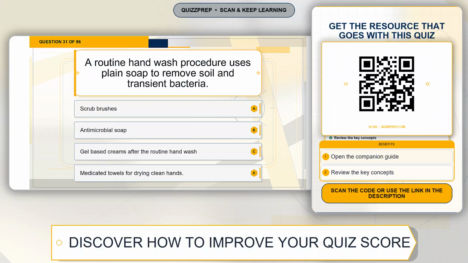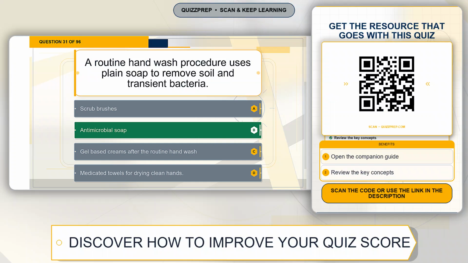Question 31. A routine hand wash procedure uses plain soap to remove soil and transient bacteria. Option A, scrub brushes. Option B, antimicrobial soap. Option C, gel-based creams after the routine hand wash. Option D, medicated towels for drying clean hands. The correct answer is option B, antimicrobial soap.